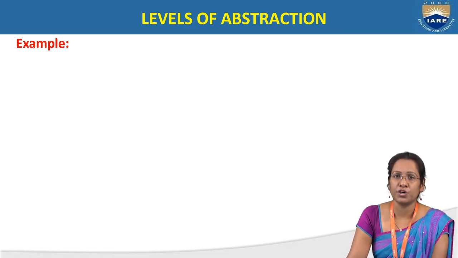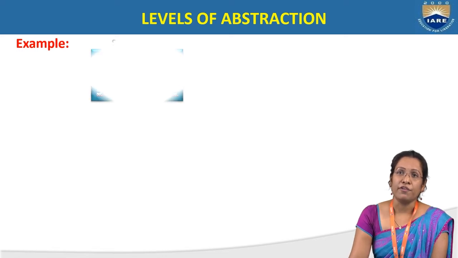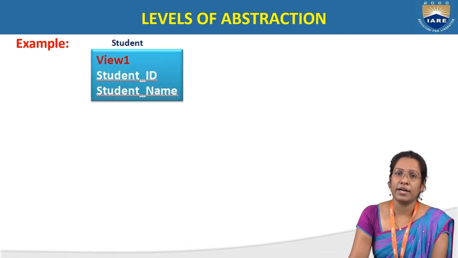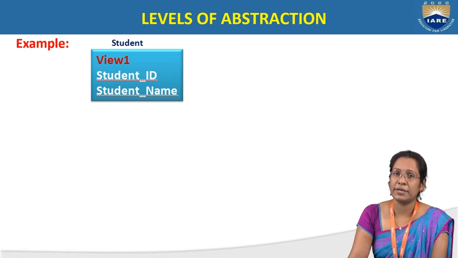I am going to consider two tables. First one is the student table and second one is the employee table. Apart from those two tables, I am going to demonstrate what each and every level contains. First, I am going to consider the view level. How many views can be contained in the levels of abstraction? There may be more than one view, depending upon the user.